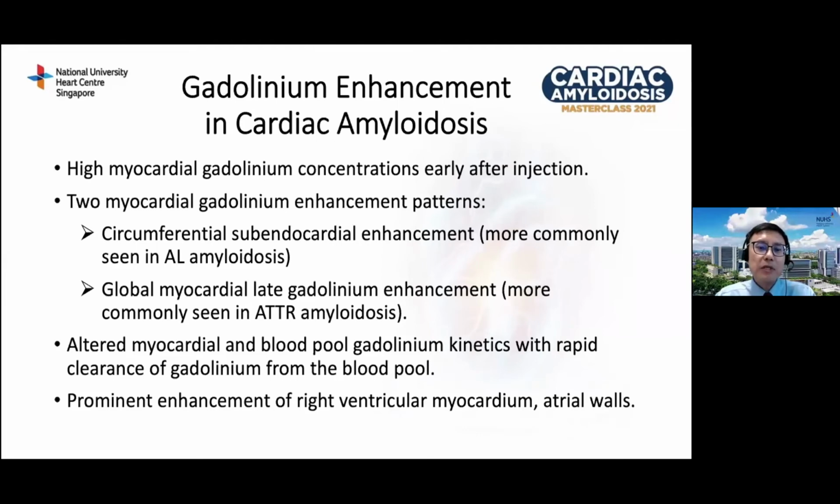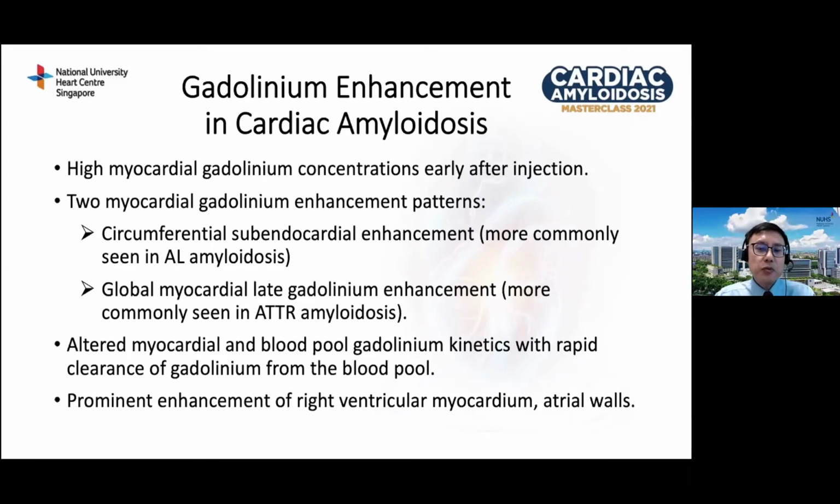The first one will be a circumferential subendocardial enhancement. And this is more commonly seen in AL amyloid, right? And then the second pattern that we often see will be a global myocardial late enhancement. And this is more commonly seen in ATTR amyloidosis, all right?